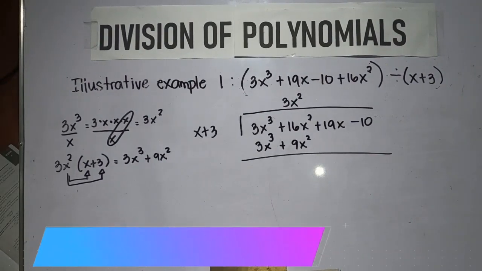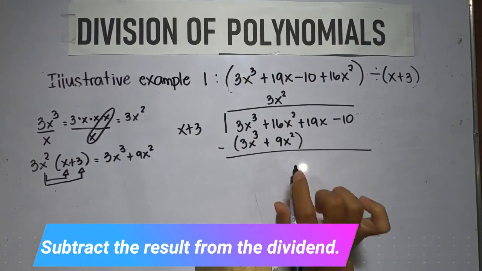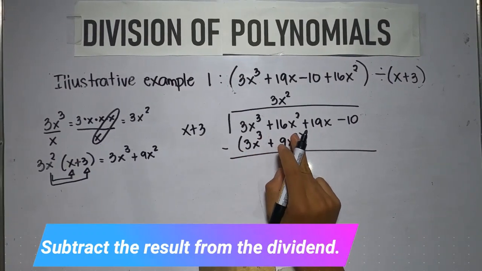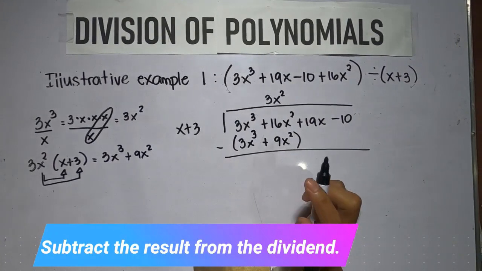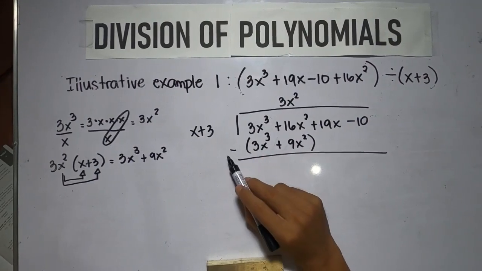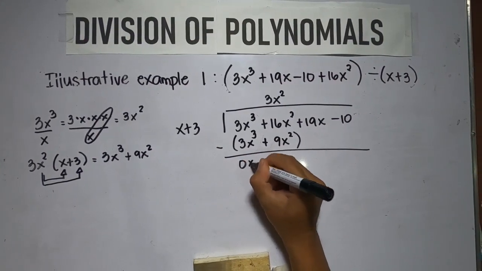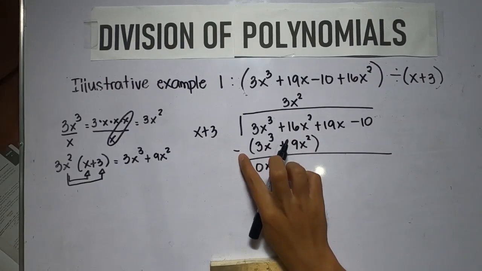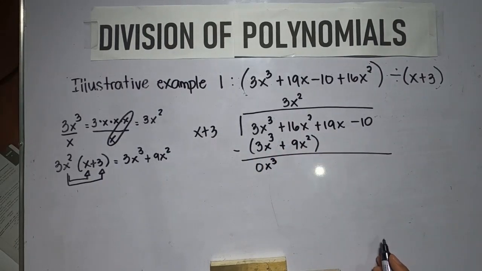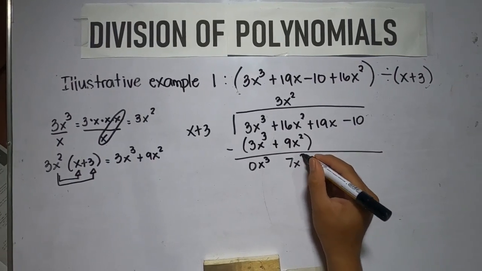The fourth step is to subtract the result from step 3. That is 3x cubed plus 16x squared plus 19x minus 10 subtracted by the result. That is 3x cubed minus 3x cubed, that is 0x cubed. 16x squared minus 9x squared is 7x squared.